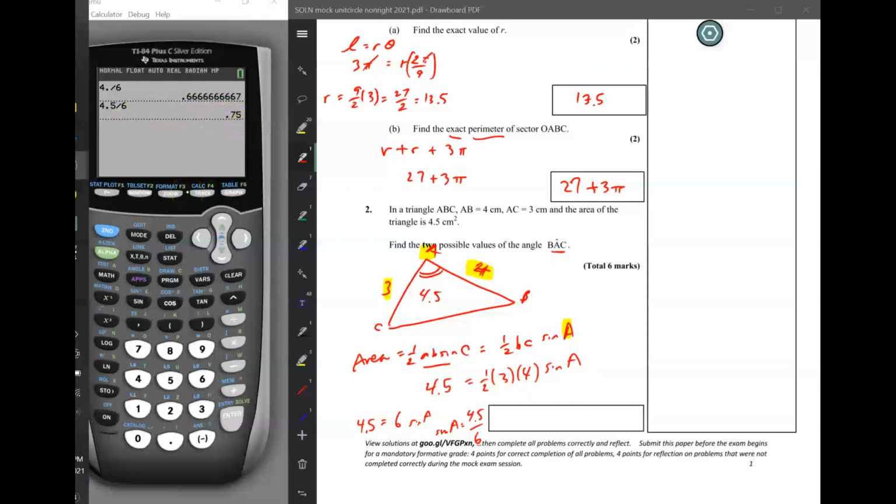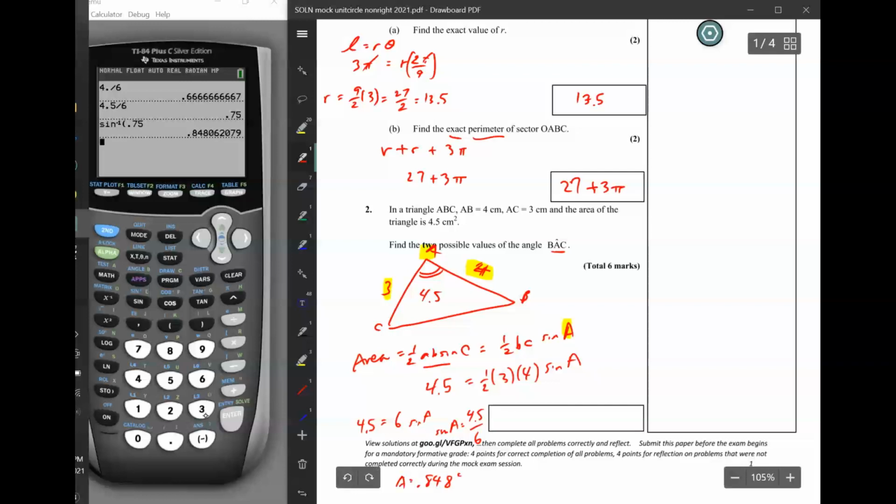The calculator's in radian mode, so I'm just going to do it in radians. So I'm going to do inverse sine of 0.75. And that gives me 0.848 radians. Okay, so that is one possible angle A.